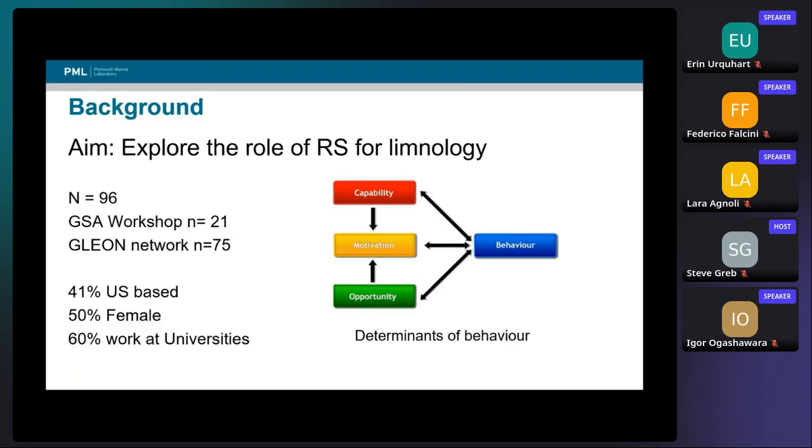Capability refers to whether we have the knowledge, skills, and ability to engage in a particular behaviour. So I'm just going to be talking about knowledge today.